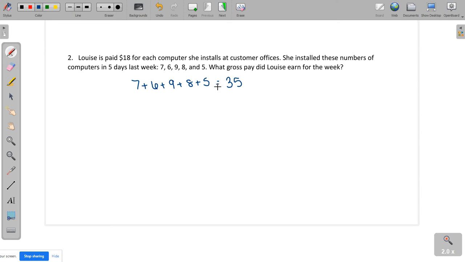So she installed 35 computers, and she charges $18 per computer. We take 35 and multiply it by 18, and we get $630. So she made $630 for the 35 computers she went in and installed.